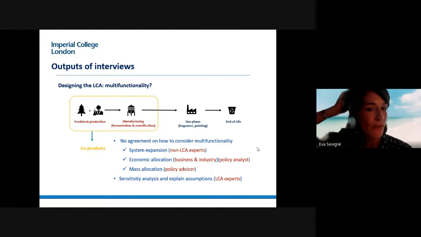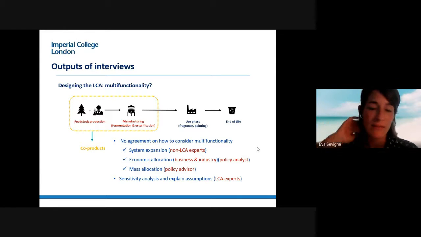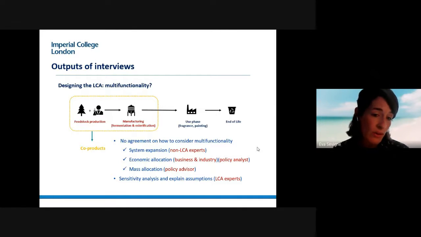To the question of multifunctionality, as expected, there was no agreement. Depending on the stakeholder, on their own beliefs and on whether they have an LCA background or not, they believe that the multifunctionality should be dealt with in different ways. Basically, as there was no agreement, we decided to apply different allocation approaches based on sensitivity analysis, and the assumptions should be very, very clear when we communicate the LCA results.